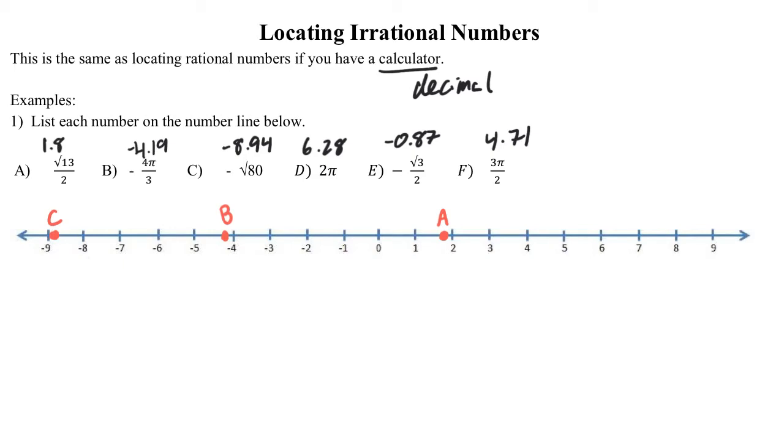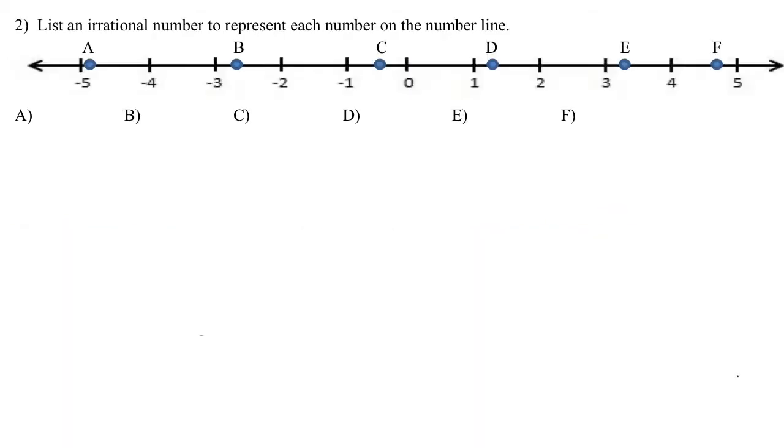6.28 is in between 6 and 7, but closer to 6. E, negative 0.87. So we're in between negative 1 and 0, but we're closer to negative 1, so we're going to stick that right there. And then 4.71, in between 4 and 5, but in this case we're closer to 5, so we're going to be on the right-hand side of that halfway mark. It might be helpful when you're doing these to draw your halfway mark on your number line so that you make sure you're going on the correct side. But if you don't need to do that, don't worry about it. It's just a helpful hint.